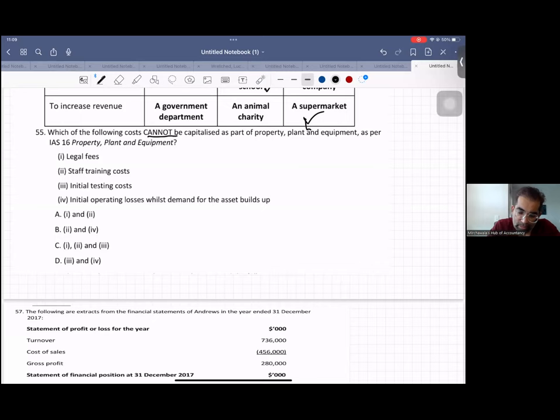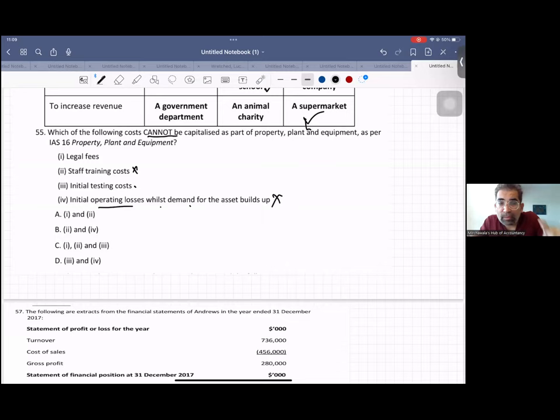Legal fees, yes, we capitalize. When we buy a non-current asset, if there are any legal fees, we capitalize. And initial testing costs are also capitalized. These are capitalized, but staff training costs we don't capitalize, and initial operating losses while the demand for the asset builds up are also not capitalized.